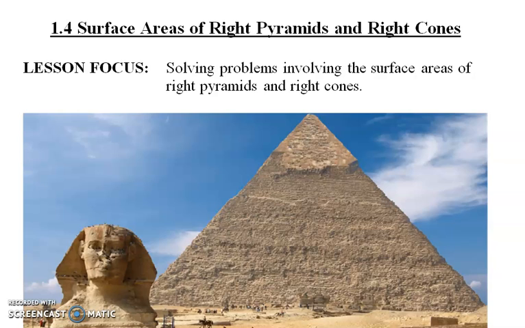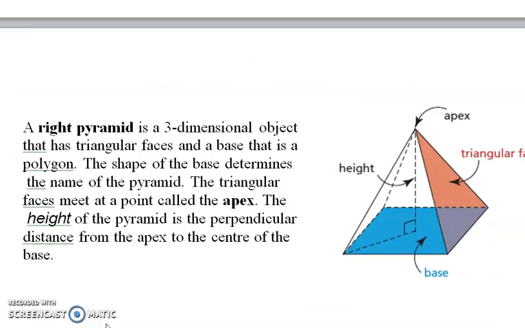Hello everybody, welcome back. Today we're going to look at 1.4 surface areas of right pyramids and right cones. So you may recall doing surface areas in previous grades where we looked at nets and you calculated the area of each of the faces. Well, we're going to do a similar thing here, but we're going to work with right pyramids and right cones. So first thing we're going to do is determine what a right cone and right pyramid is.